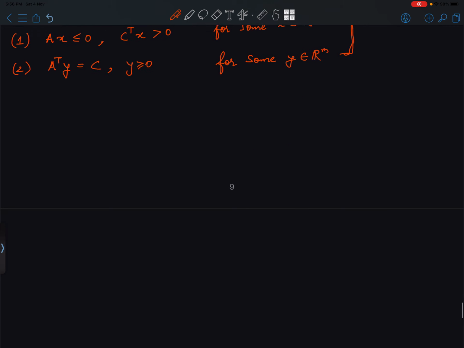Okay, so now I'll move to one of the corollaries of Farkas lemma. Corollary of Farkas lemma. So let A be an n cross m matrix, right? Then exactly one of the following conditions is true.